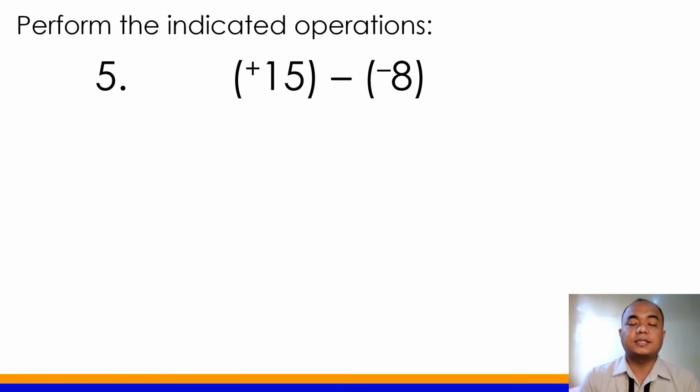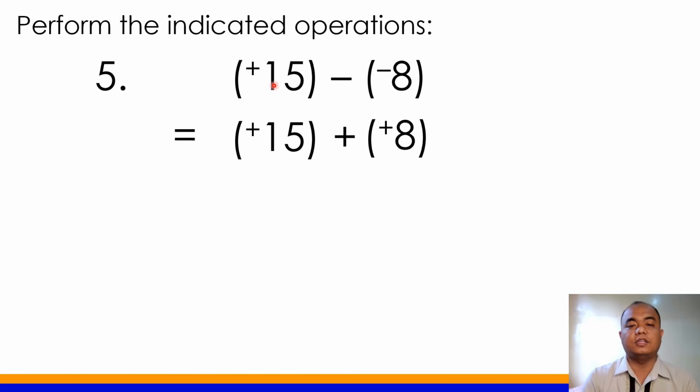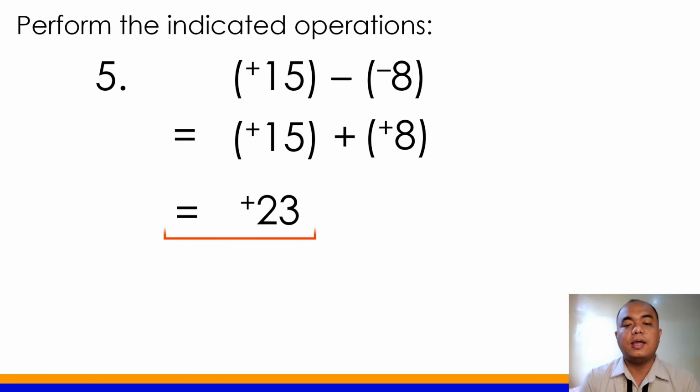Number 5. Positive 15 minus negative 8. So, of course, first step, change the sign of the subtrahend. From negative, magiging positive siya. Pero i-change din natin itong subtraction na to sa addition and then copy lang yung minuend natin. And then, apply the ruling in adding integers. So, since parehas naman sila na positive, then proceed talaga sa addition. 15 plus 8 ay 23. So, positive din yung 23 kasi positive yung dalawang in-add na number. So, ito yung final answer natin dito.